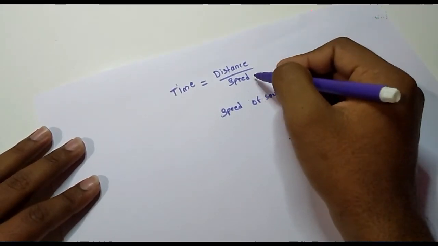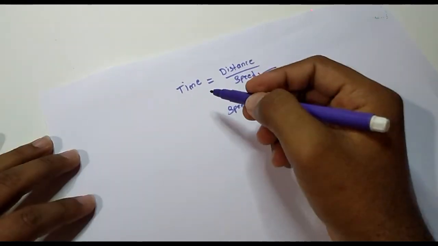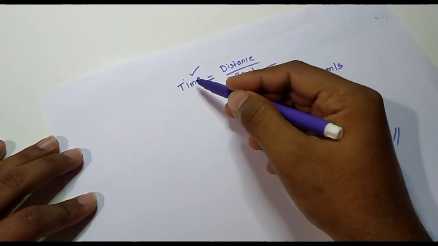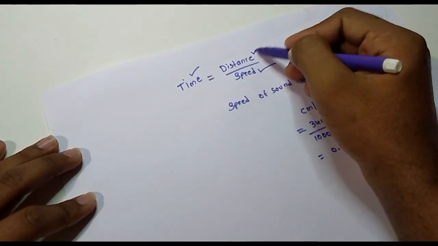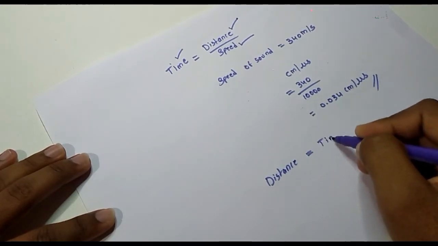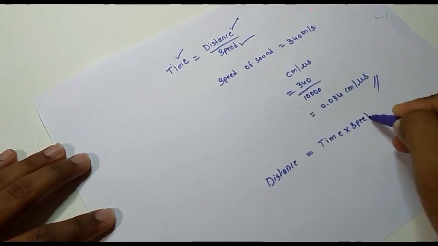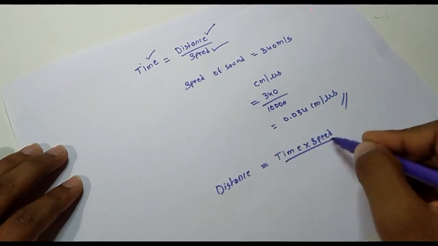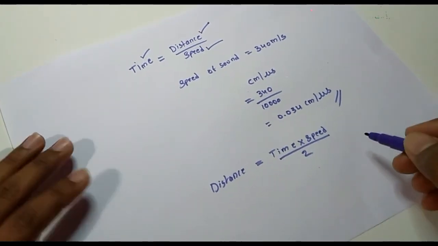Now we know the speed of sound, and the Arduino will calculate the time. So we can easily find the distance, which is equal to time into speed. But we have to divide it by 2. Why should we divide it by 2?